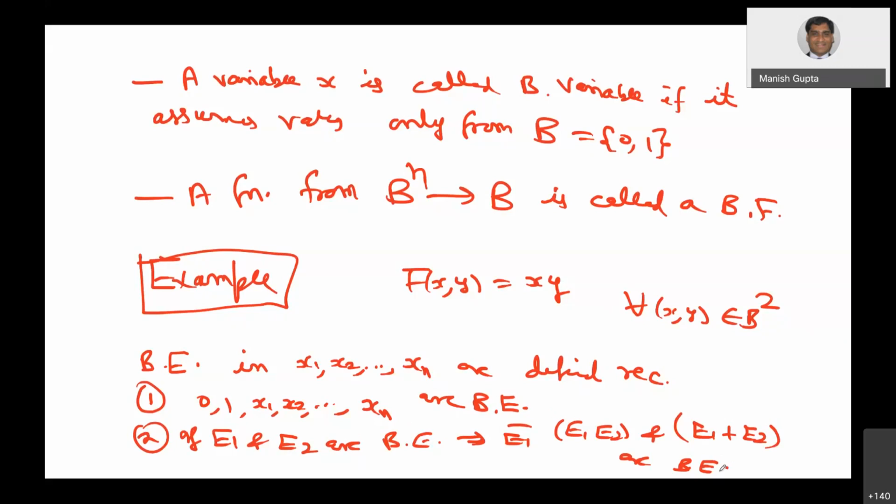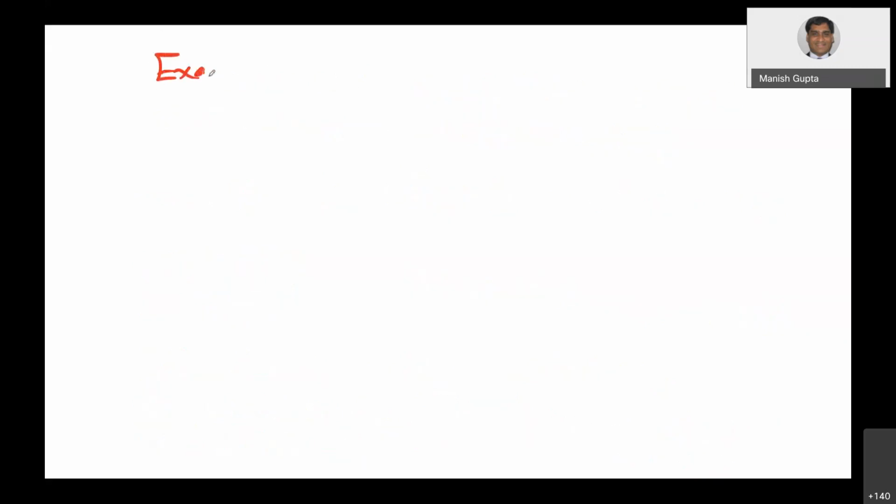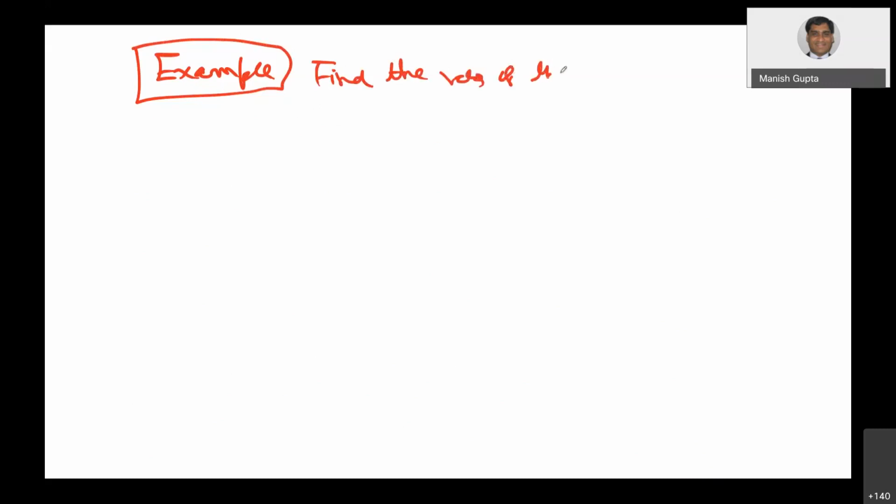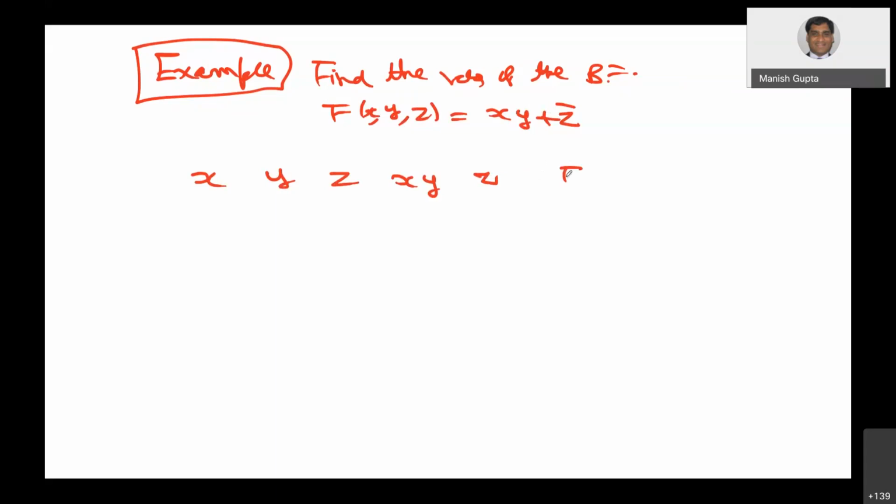So let me give an example here now. Find the values of the Boolean function f(x, y, z) = xy + z complement. What I can do is make a table with x, y, z, then another column xy, then z complement, and finally f(x, y, z), which is xy plus z bar.